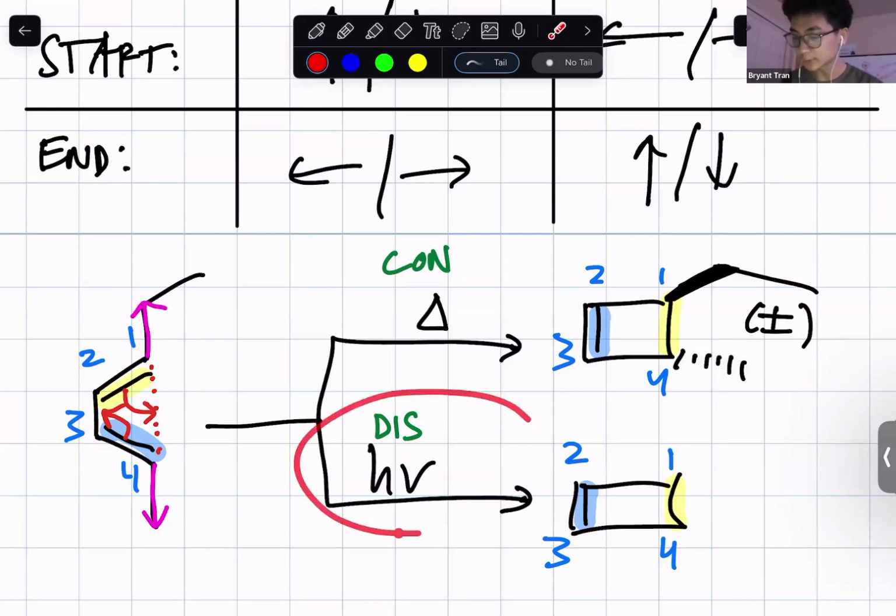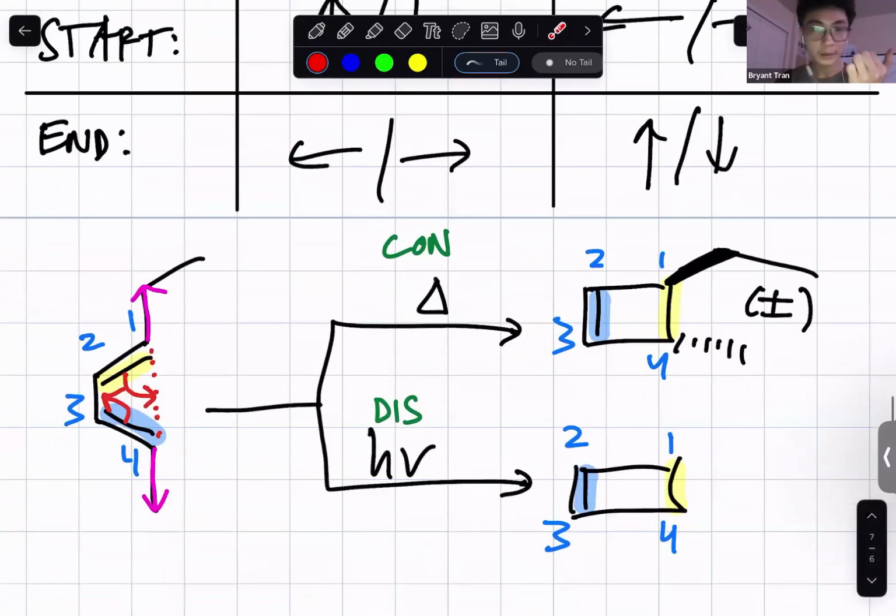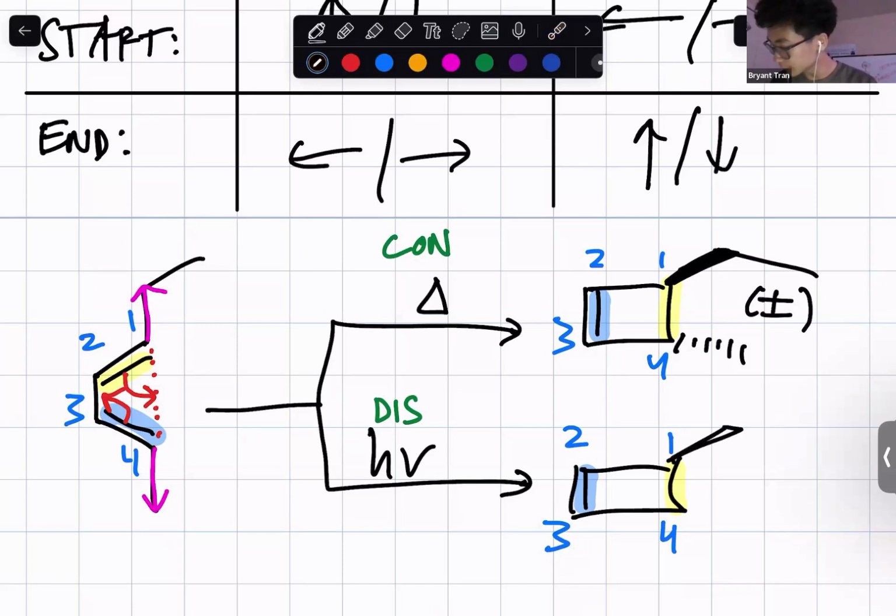Let's do the same, but this time for disrotatory. Start our thumbs the same way, clockwise. This one will have to go counterclockwise. So now they're facing the same side. So both would be wedge or both dash, plus or minus.